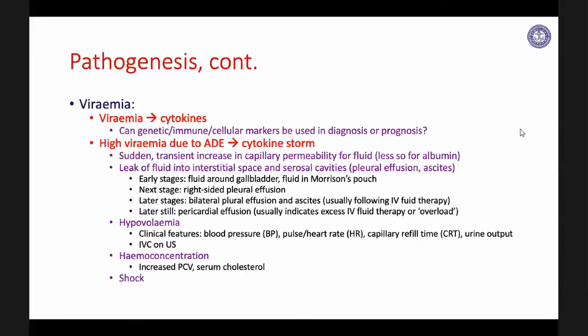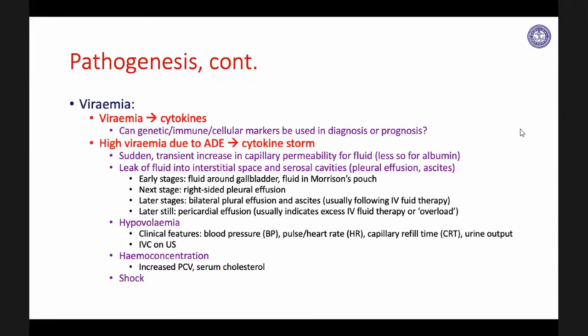Now, continuing with the viremia, during the viremia the body produces cytokines to bring it under control. And of course, there is interest in trying to figure out if it is possible to use markers of cytokines, such as genetic markers, immune markers or even cellular markers, in the diagnosis and prognosis.